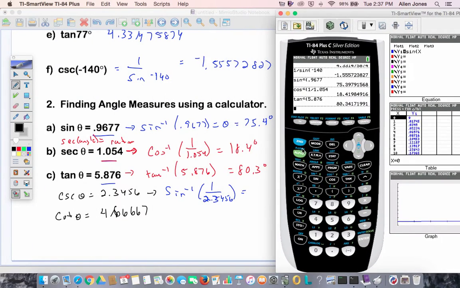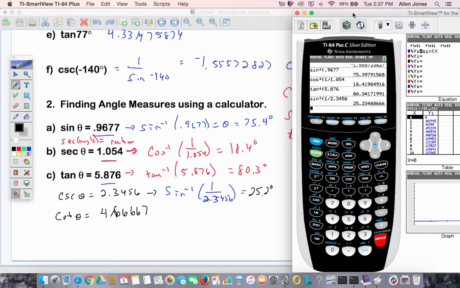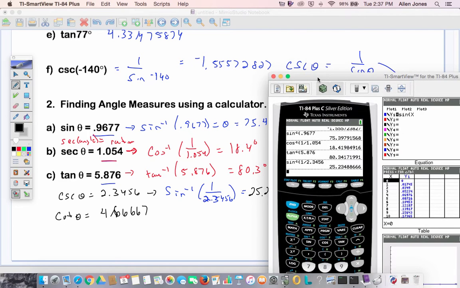So we have it up on the screen here. So we'll go back and type in our inverse sine of 1 divided by 2.3456, and that converts that to an angle of about 25 degrees. We'll go 25.2 degrees.